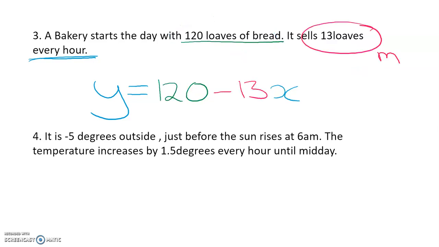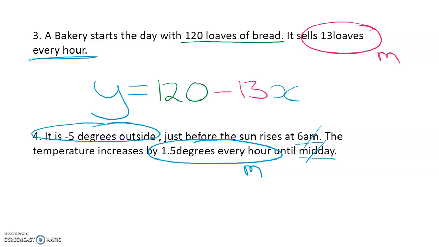Okay, and one more. It is -5 degrees outside just before the sun rises at 6 a.m. The temperature increases by 1.5 degrees every hour until midday. So what is the change here? We've got lots and lots of numbers, so we need to figure out which ones are important. 6 a.m. and midday are not important unless we're graphing it, because that would be our domain. What we need to know is our starting point, or our initial value, and our rate of change. The 1.5 degrees is changing every hour, so that's our slope, or our rate of change. And it starts at -5 degrees.